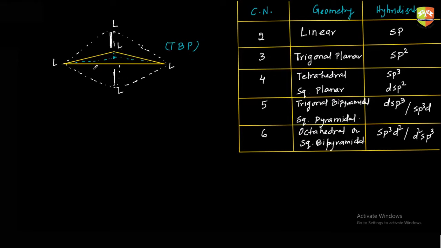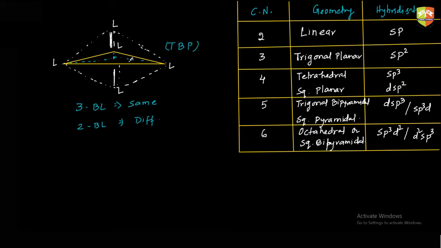Correct. So in this, three bond lengths are the same, and two bond lengths are different. Different means this bond length of ligand and metal, this bond length is different, and these three bond lengths are the same.